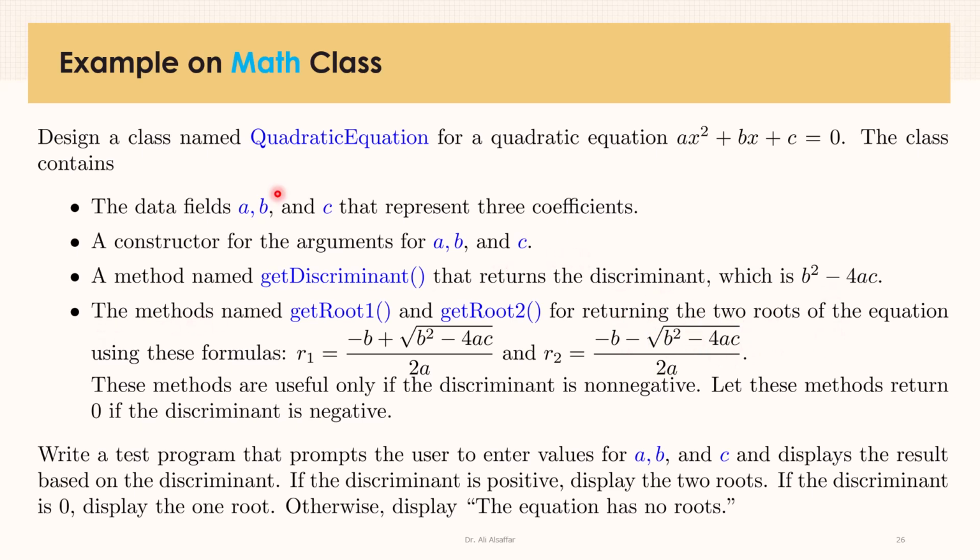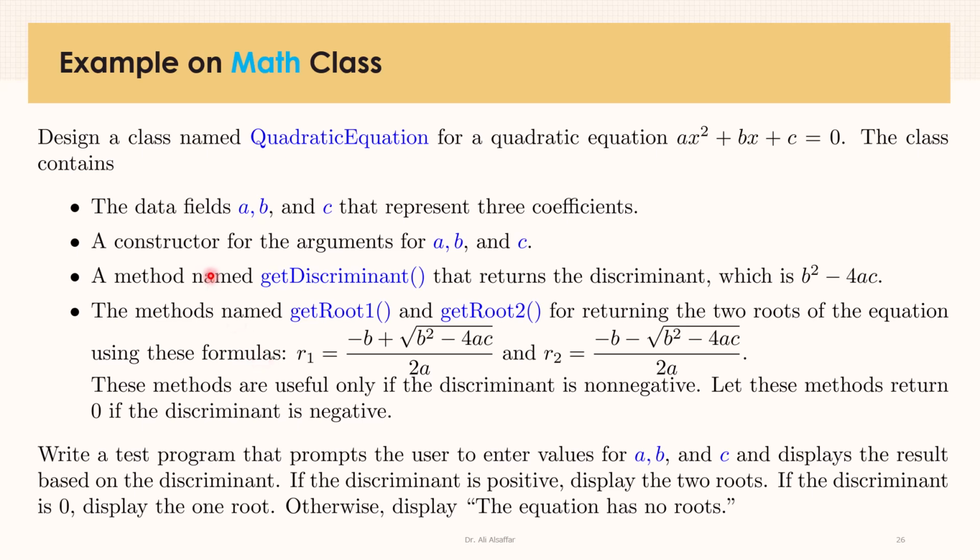Finally, we need to write two methods, one for getting the first root and the other one for getting the second root. This is the equation for the first root, minus b plus the square root of the discriminant divided by 2a, and the second root is minus b minus the square root of the discriminant divided by 2a. These methods are useful only if the discriminant is non-negative. Why? Because if the answer under the square root is negative, we are going to have a runtime or logical error. Let these methods return 0 if the discriminant is negative.